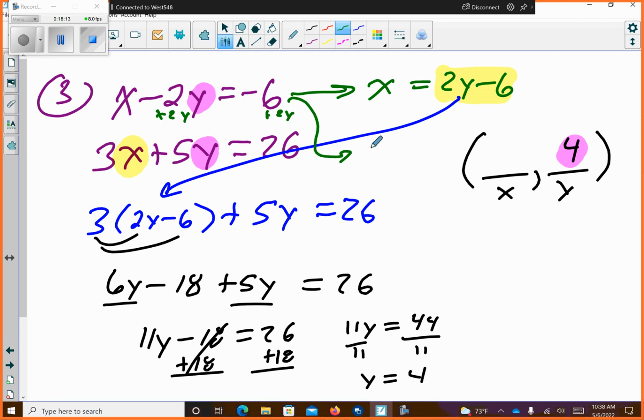So let's bring this. I have x minus 2 times 4, that was a y, equals negative 6. x minus 8 equals negative 6. Add 8 to both sides. So x equals 2. So my solution to this problem is 2, comma 4.